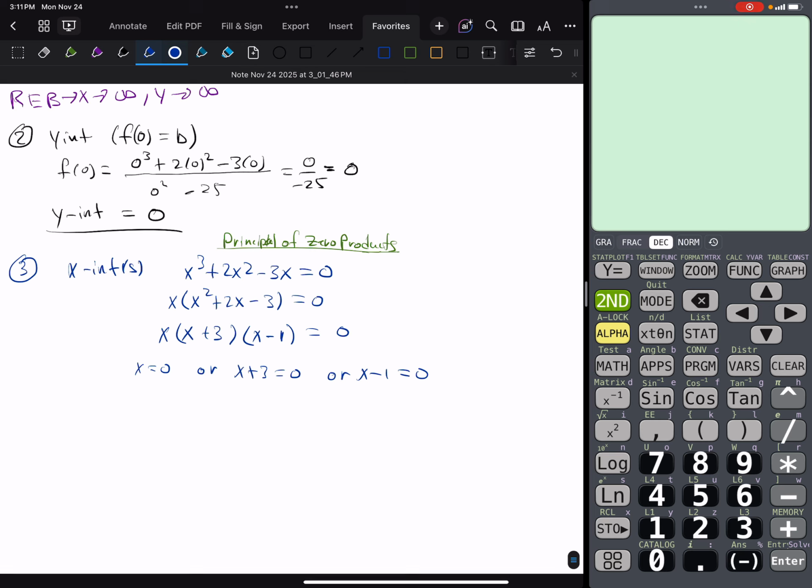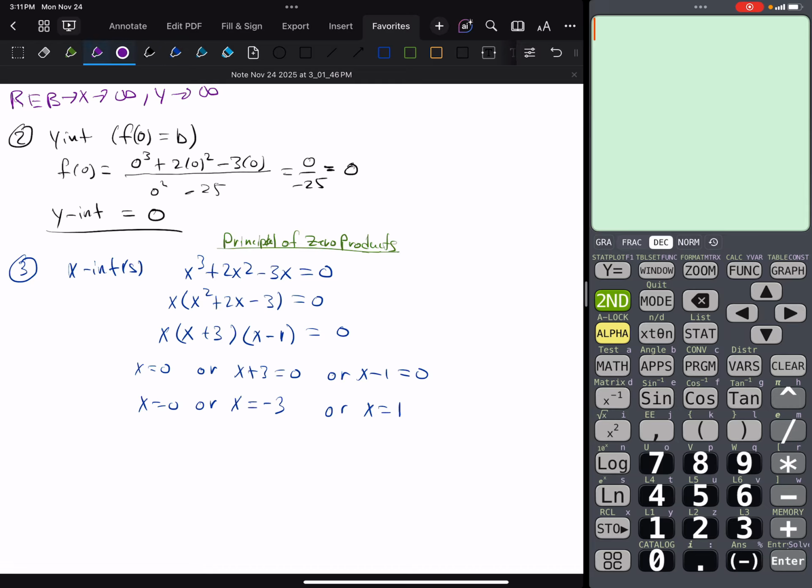Okay, well, I got x equals 0. That's already solved. I got to subtract 3. So now I have x equals -3. Or, and I got to add 1 here. So x equals 1 and x equals 0. We're just going to copy down for consistency. And so those are my 3 x-intercepts, my 3 zeros.